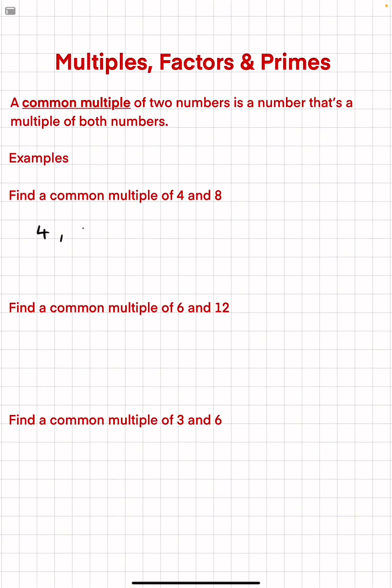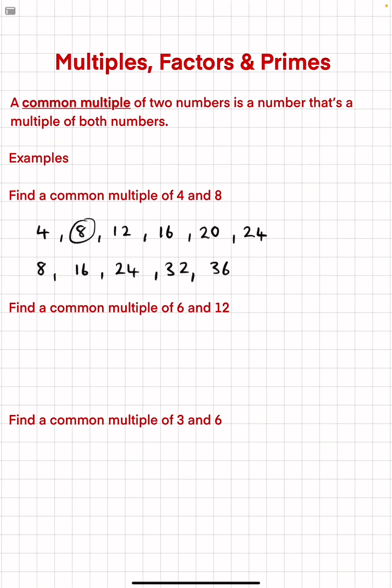We've got 4, 8, 12, 16, 20, 24. And now we can list the 8 times table. 8, 16, 24, 32, and 36.